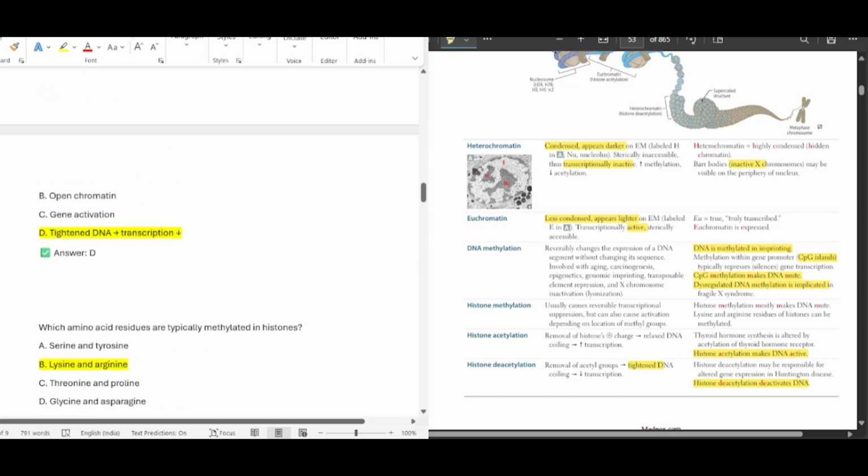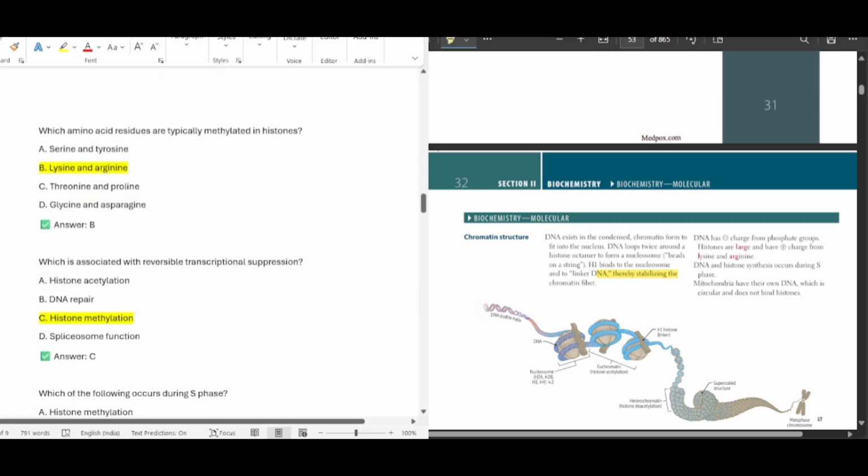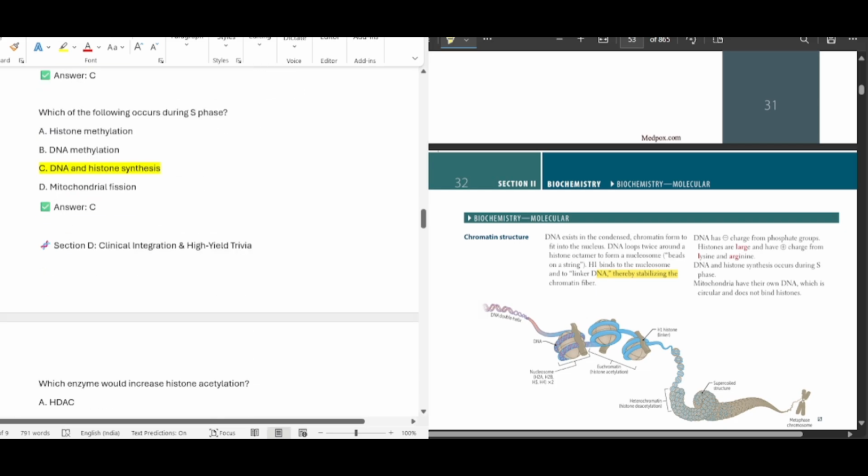Which amino acid residues are typically methylated in histones? Histones are large and mostly positively charged, which you can remember as HAL: lysine and arginine, associated with reversible transcriptional suppression. So methylation will suppress transcription. Which of the following occurs during S phase? S phase is synthesis, and DNA and histone synthesis occur during it.